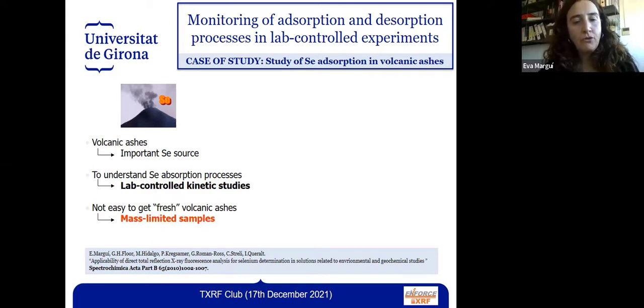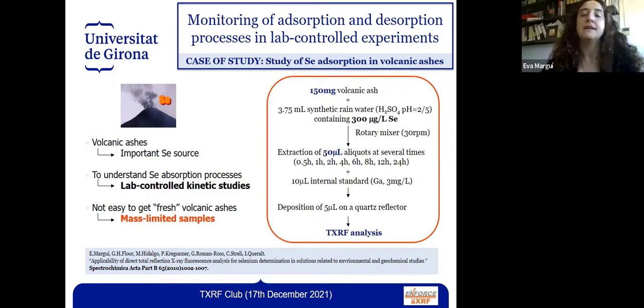The main problem was that we did not have a lot of fresh volcanic ash to perform the experiments. So for us, the use of TXRF was really nice because of its microanalytical capability. In this case, we use 150 milligrams of volcanic ash. Then we put this sample in contact with a synthetic rainwater containing selenium.